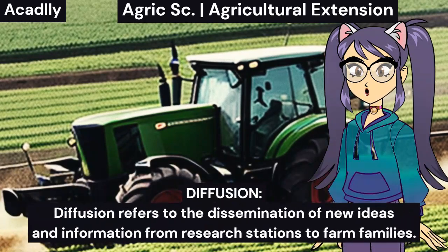Diffusion. Diffusion refers to the dissemination of new ideas and information from research stations to farm families. It involves the movement of innovations from areas of higher concentration to areas of lower concentration, facilitated by the extension officer and various extension methods. Innovations are the new ideas and techniques being spread through this process.